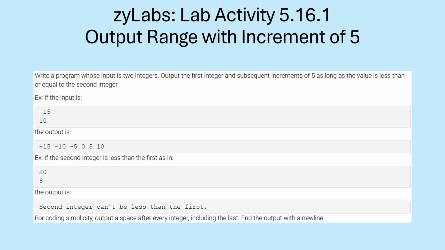In the zyLabs activity 5.16.1, output range with increment of 5, it states that we should write a program whose input is two integers, output the first integer and the subsequent increments of 5 as long as the value is less than or equal to the second integer. It provides an example where if the input is negative 15 and 10, the output will be negative 15, negative 10, negative 5, and so on. It also provides the second case where the second integer is less than the first, where you have the inputs 20 and 5, and the output says that the second integer can't be less than the first.